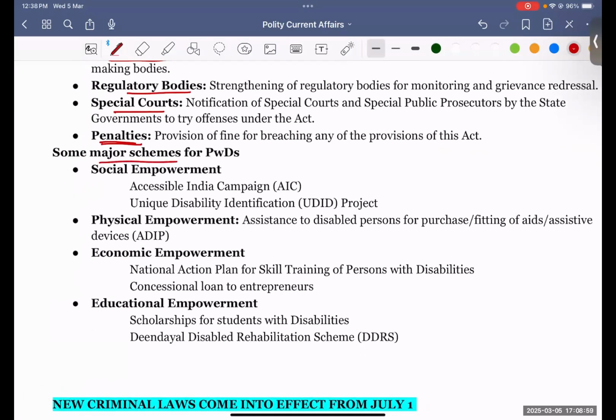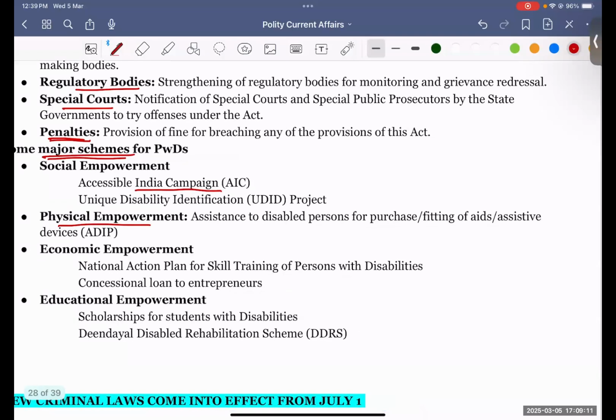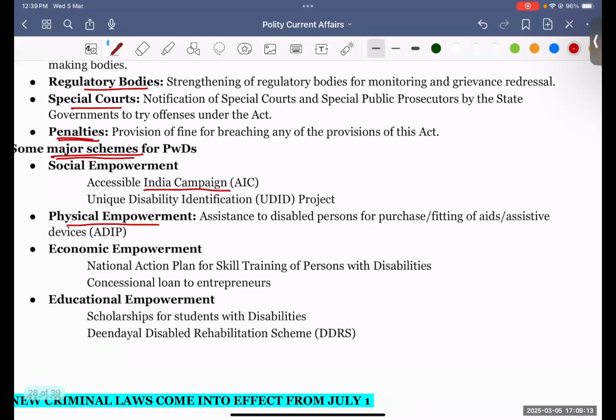What are the different schemes for the PWDs? Social empowerment ke liye we have the Accessible India campaign, unique disability identification project. Then for physical empowerment, we have the assistance to disabled persons for purchase, fitting of aids, assistive devices. Economic ke liye we have the National Action Plan for skill training of persons with disabilities, concessional loan. For educational, we have scholarships and Deen Dayal Disability Rehabilitation Scheme.